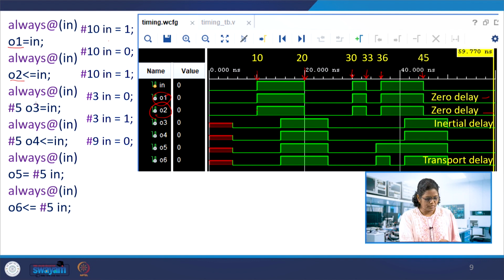So fine, then we come to the third case, it is #5 O3 = in. So what happens here with O3 is that whenever there is a change in input, it tries to execute it, but it is not at time 0 here, where at #5 this input should be evaluated and assigned. So you can see O3, up to 5 there is no output here, there is no evaluation or assignment in this case.